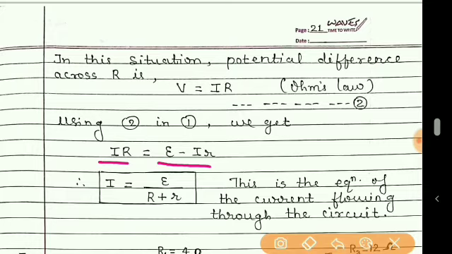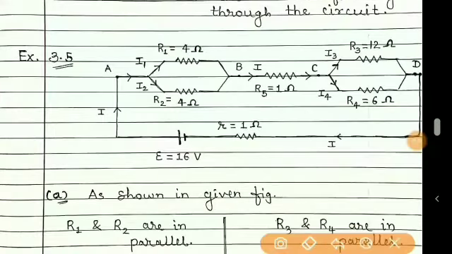Now simple, make the subject I, you will get I is equal to epsilon upon capital R plus small r. So this is the equation for the current flowing through the circuit when the switch is on, that is closed circuit condition.